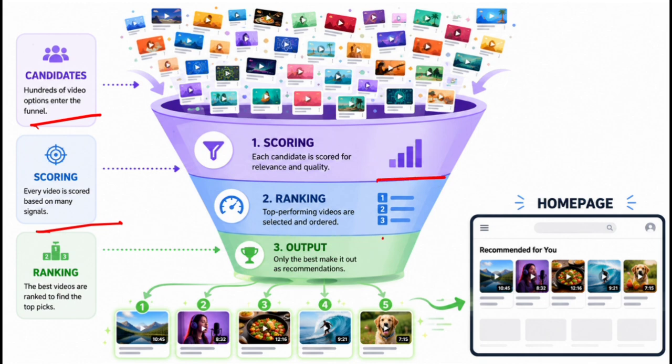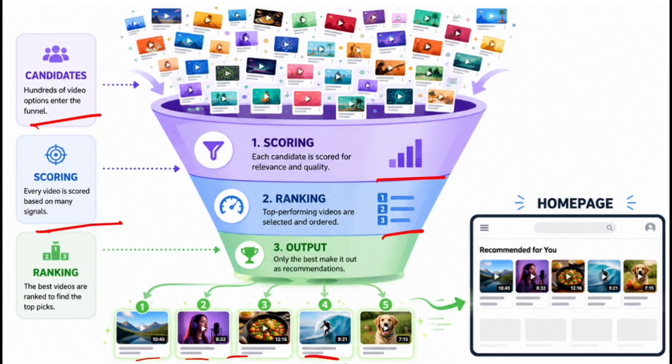After scoring the candidates, the system ranks them. Ranking means placing the videos in an order. The video with the strongest predicted relevance may receive the first position. The next strongest video receives the second position, and the process continues. Many videos enter the funnel, but only a few top ranked videos come out. In this visual, you can see the top 5 video recommendations are selected.